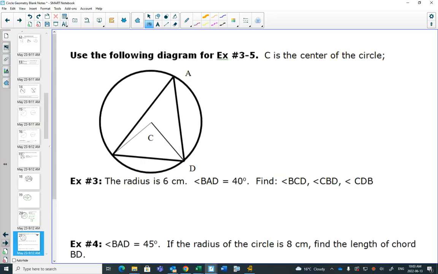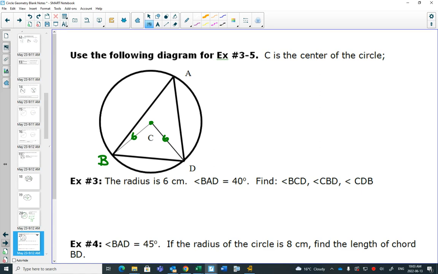So for questions 3 to 5, C is the center. So here is the center of our circle. And we use this to figure each of these out. The radius is 6 centimeters. Oh, this is B. Okay? So if they tell us the radius is 6, what can we label? How would you describe them properly? BC is 6 and CD is 6. You have to add B. It was missing.